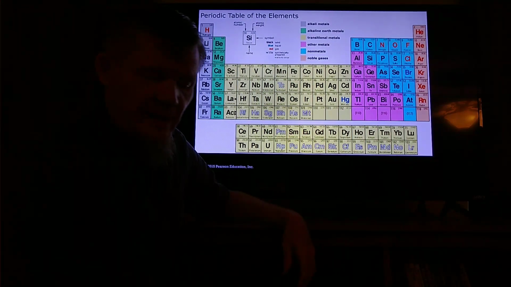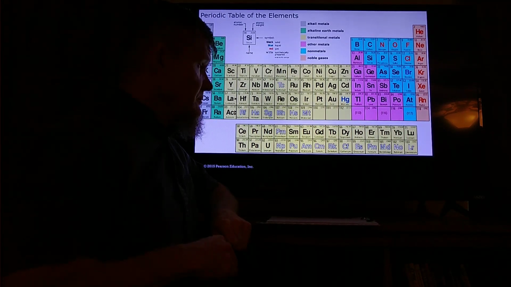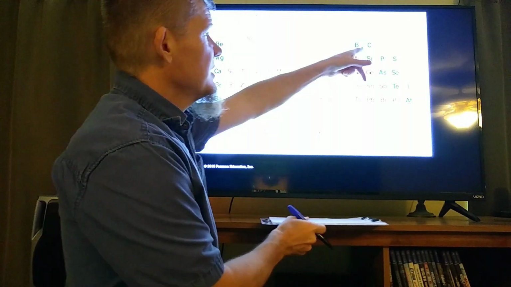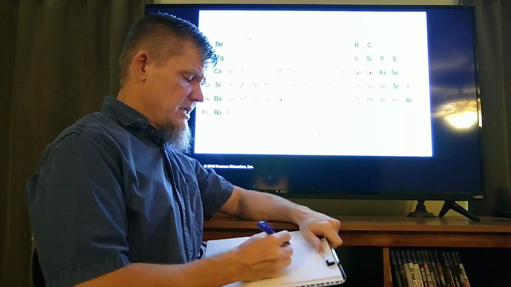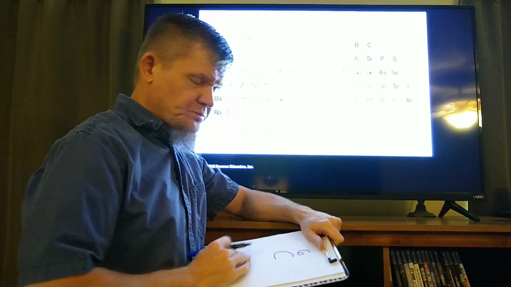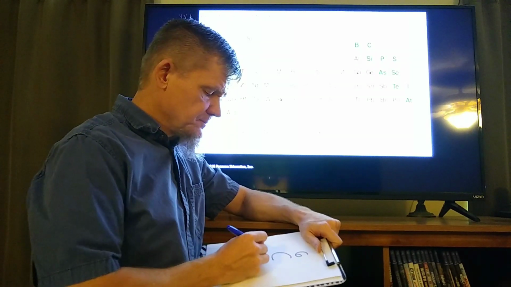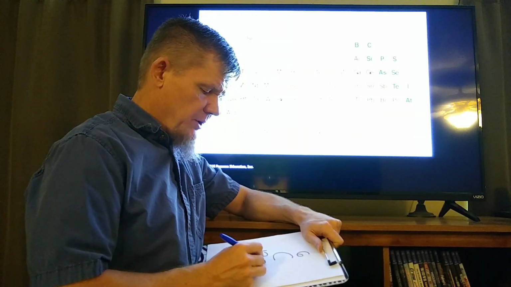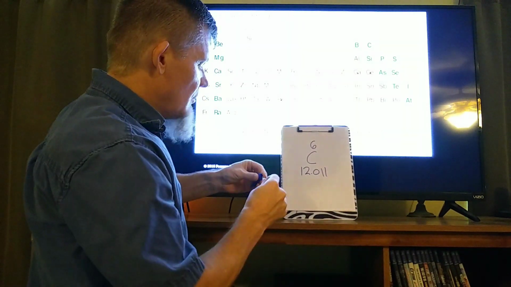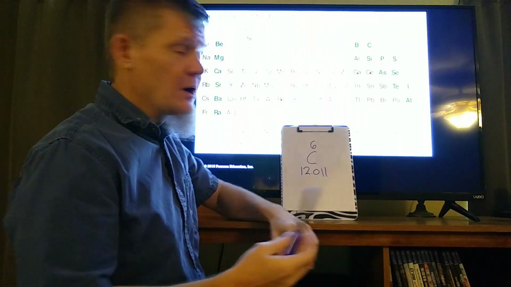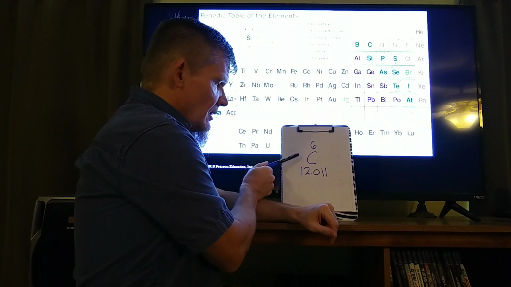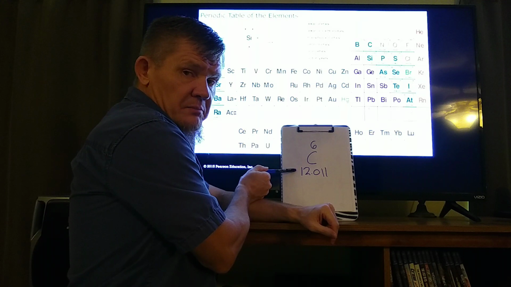So let's talk about the periodic table. Let's talk about a single entry. Let's pick carbon because carbon is easy. Carbon is element number 6. Its atomic symbol is C, and its mass is 12.011. Okay? So when we look at the entry for carbon, this is what we see: its atomic number, its atomic symbol, and its atomic mass.